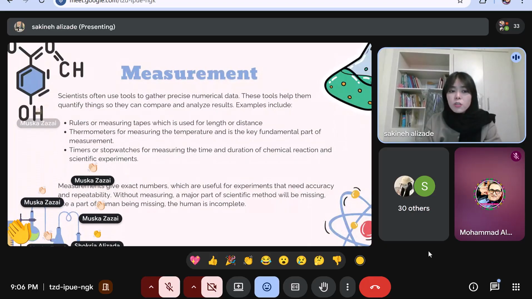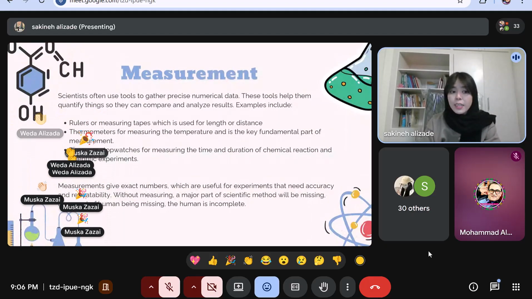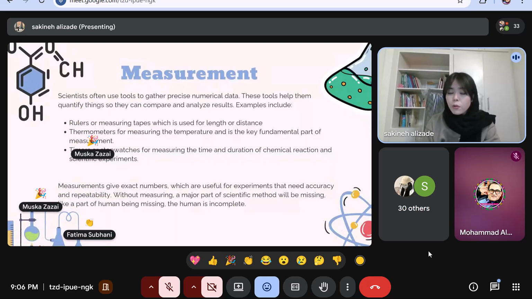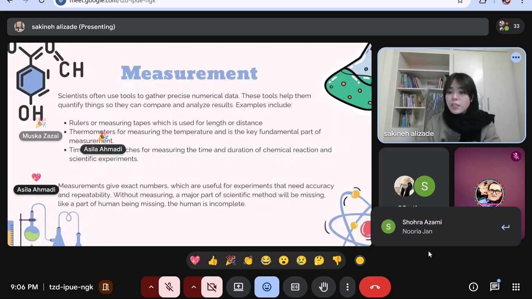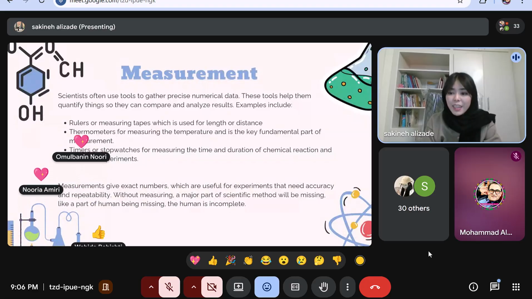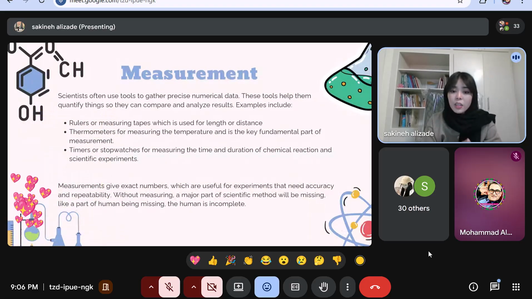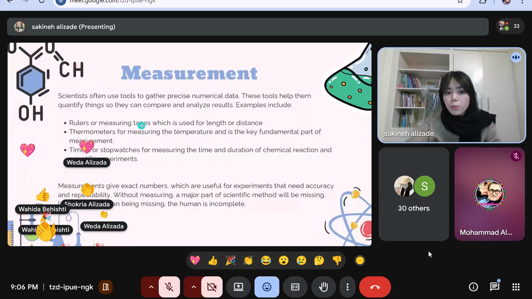So we can use tools like rulers and measuring tapes for length or distance, a thermometer for temperature, and stopwatches or timers for recording the time of a chemical experiment. Without measurement, an experiment is incomplete, because it's like a part of our bodies.